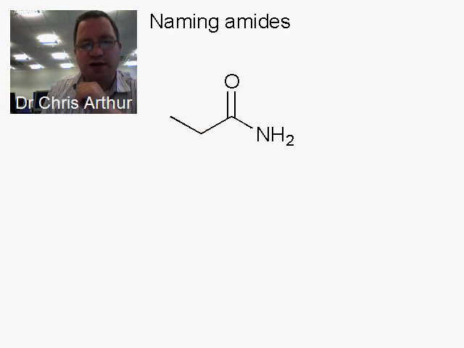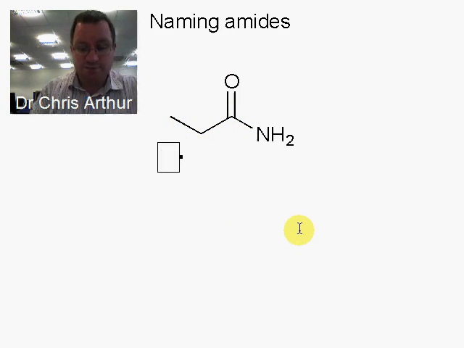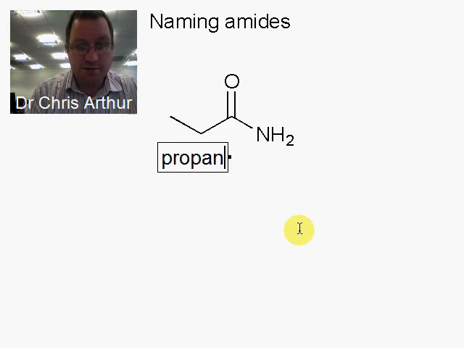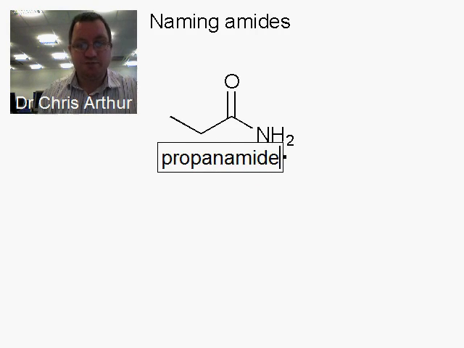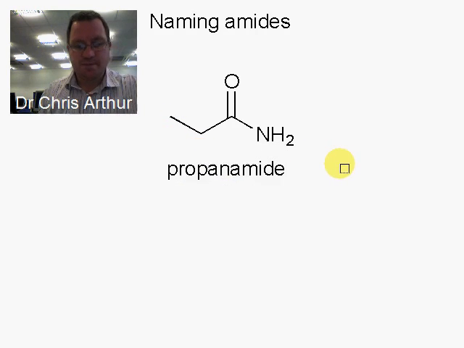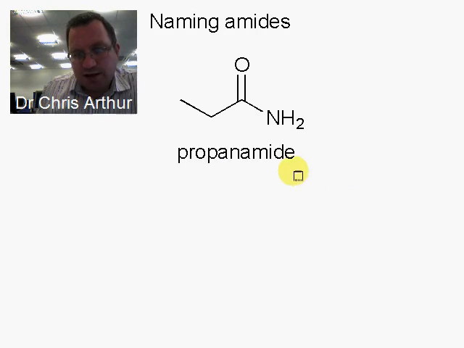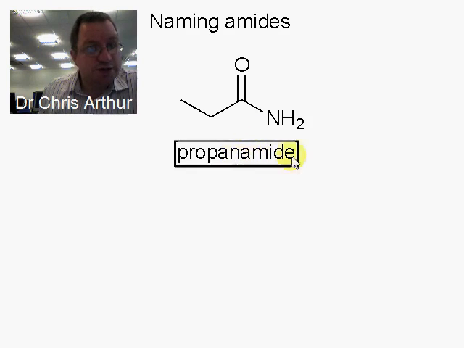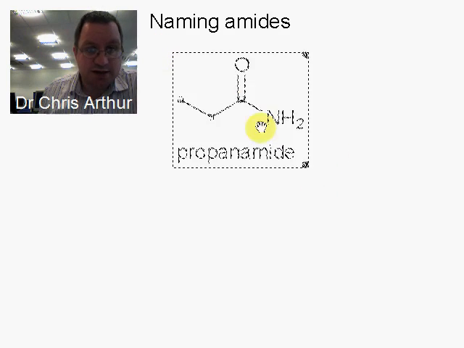Okay, the way that we name amides is to say the amide is the most important part of the chain, and we have a 3 carbon chain here, so this is called propanamide. So we're just taking the name of the length of the chain, and then we're putting the suffix amide onto the end. Okay, and that tells us that it's an amide.